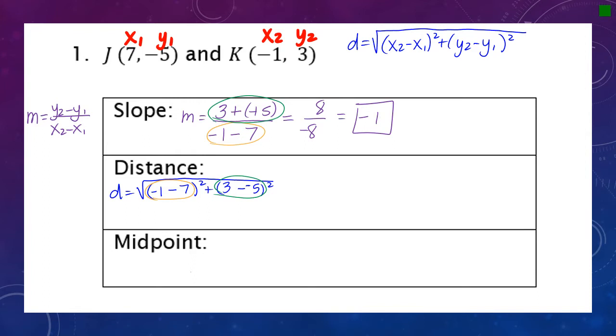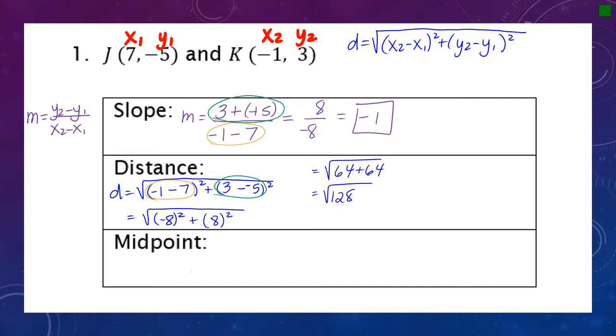So the next thing we have to do is simplify. First, negative 1 minus 7 is negative 8. And then 3 minus negative 5 is positive 8 because I'm actually adding 3 plus 5. Negative 8 squared is 64. 8 squared is 64. So when you add these two things together, we get the square root of 128.